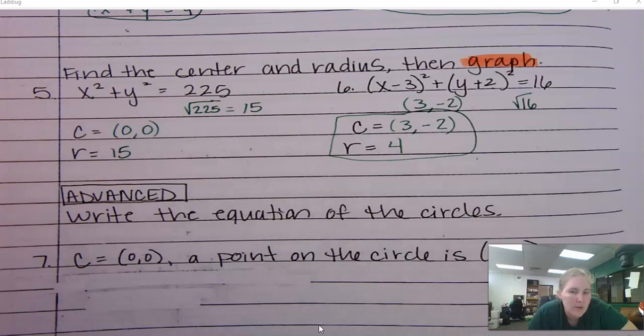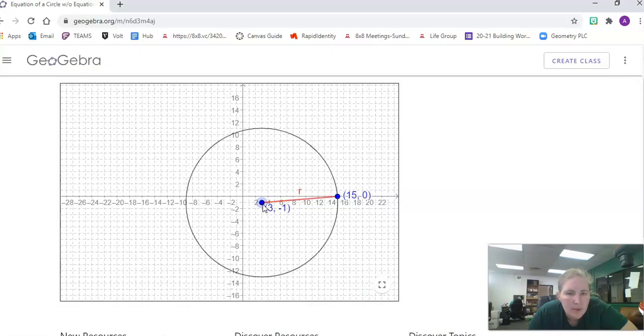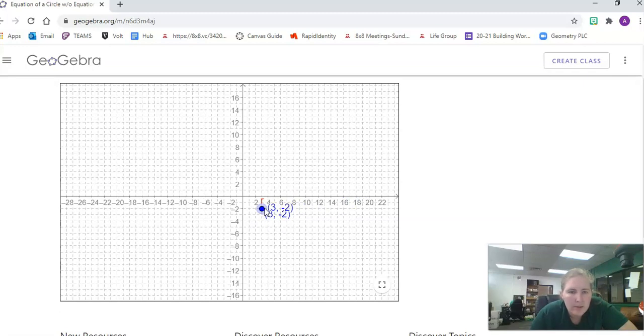So where the center is at 3, -2. So 3, -2 is our center. And then our radius is going to be 4. So I'm going to go directly from the center. I'm going to count out 1, 2, 3, 4. And we now have what the circle will look like.